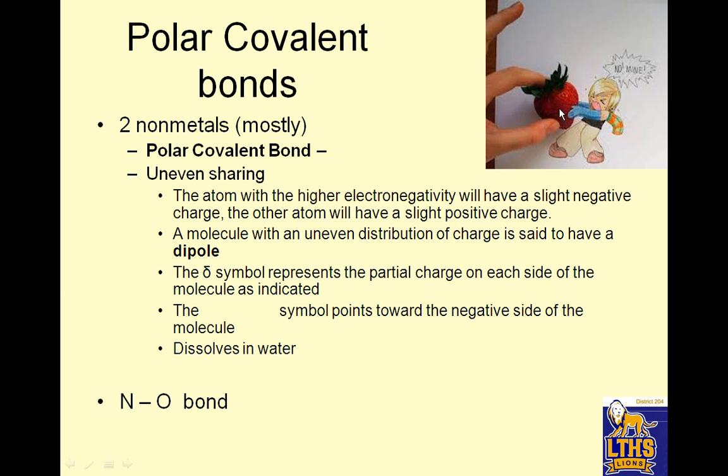All right, polar covalent bonds. The one that's more electronegative pulls the electrons closer to its nucleus, so there's uneven sharing. Higher electronegativity has kind of a negative charge. The other one will have a slight positive charge. That creates what we call a dipole. Say that word: dipole. It's when there's uneven distribution of electrons. So we use this delta sign to represent the partial charge on each molecule.